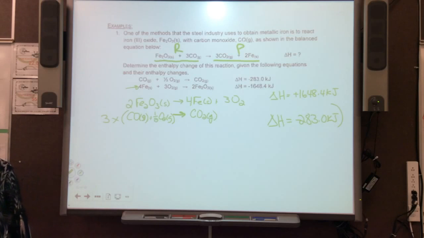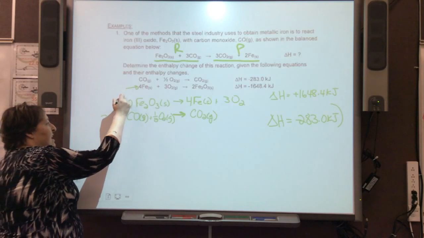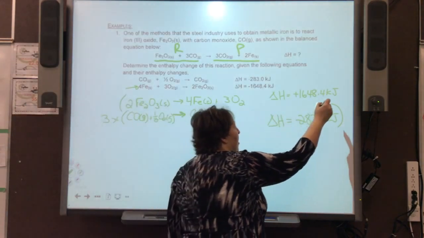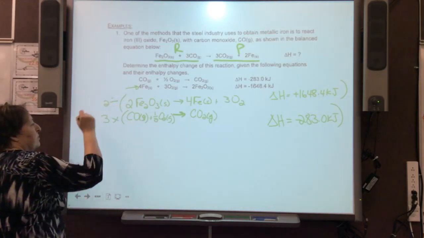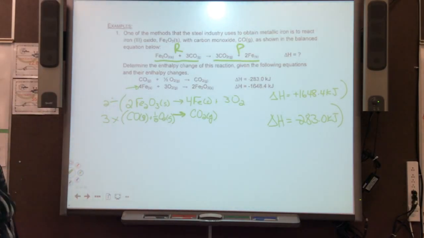What about iron 3 oxide, sorry? What do we need? We need 1 mole, but how many do we have the way it's written right now? 2. So we're going to divide this all the way across. We're going to divide it by 2. Okay?